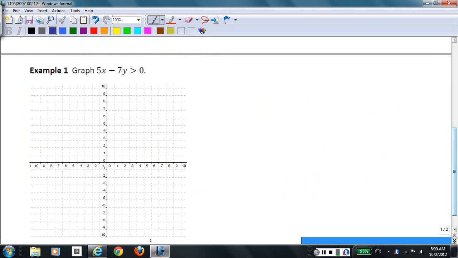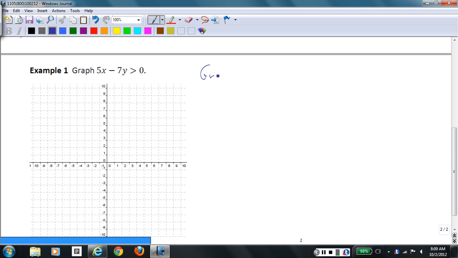So let's look at this one. 5x minus 7y is greater than 0. It is a strict inequality. The first thing to notice is that we will graph 5x minus 7y equals 0. I think it's important to write it without the greater than. Just write it as an equal sign. That way we're actually thinking of it as a straight line. Graph this as a solid or broken?